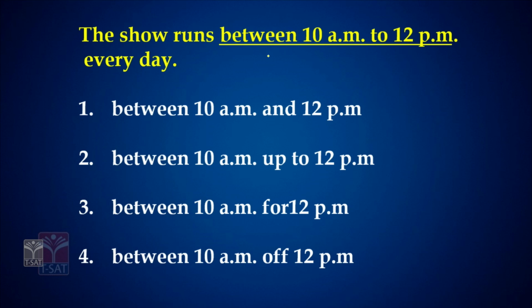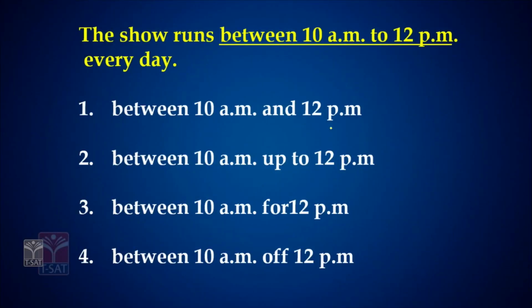Generally, when we refer to duration, we say the office works from 10 to 5, or the office works between 10 and 5, or the office works from 10 till 5. So, we know from to or from until, but when we use between, it takes and. So, between 10 a.m. and 12 p.m., between 10 a.m. up to 12 p.m., between 10 a.m. for 12 p.m. and between 10 a.m. of 12 p.m.